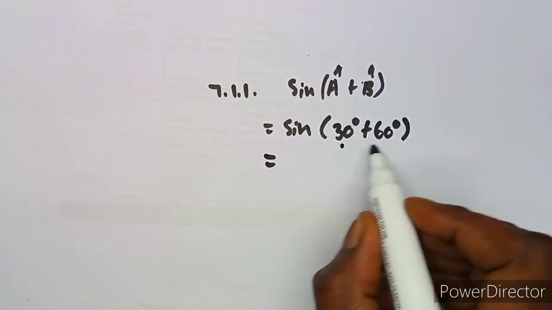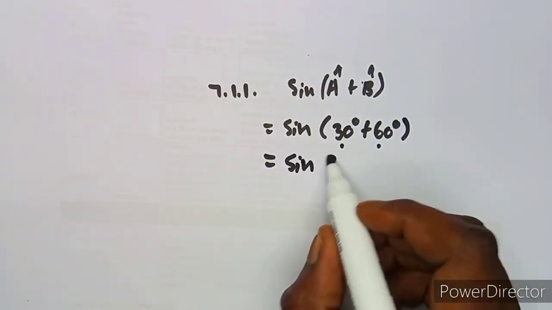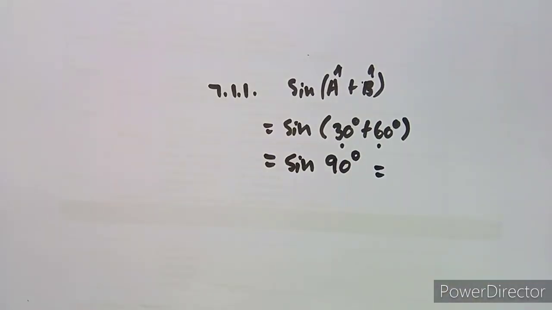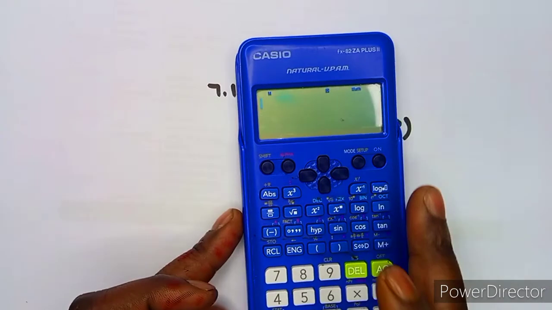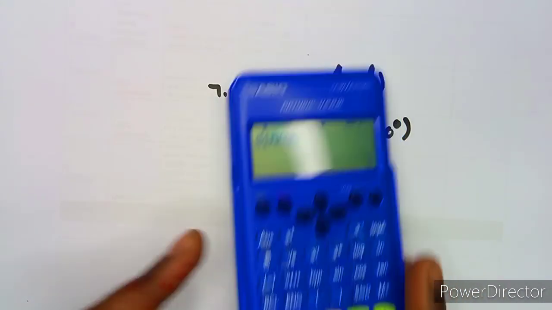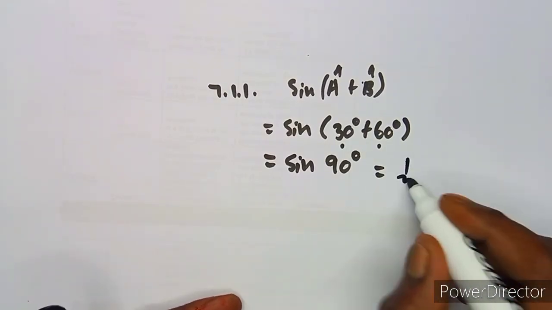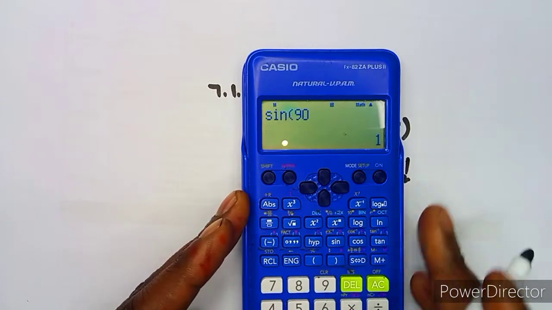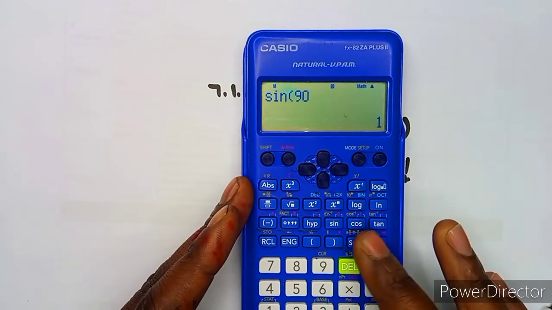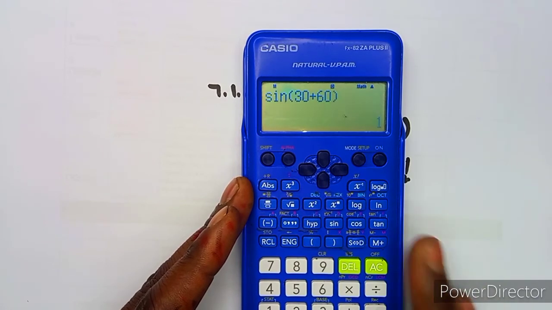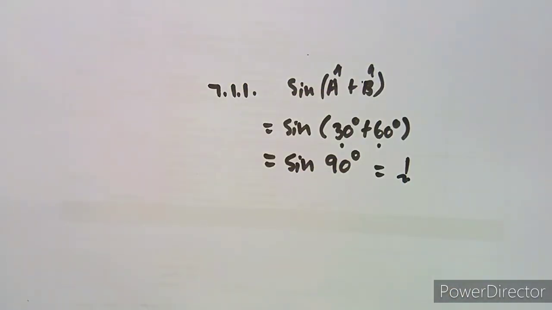Okay, so if we add 30 plus 60, it's going to give us sine 90 degrees. From our calculator, sine 90 is going to give us 1. That's sine 90 degrees, which is 1. So that is why it was direct. Or you can just open your bracket at that stage, put sine of 30 plus 60, close the bracket, and you are still going to obtain the same thing.